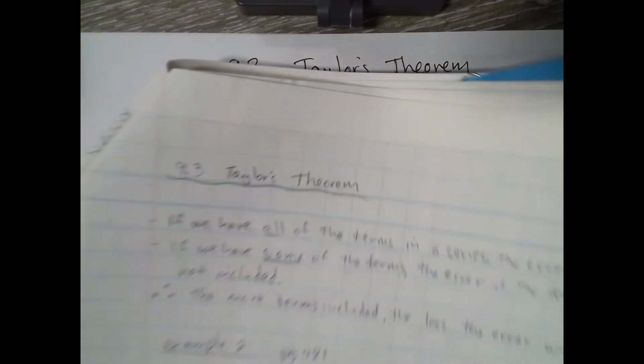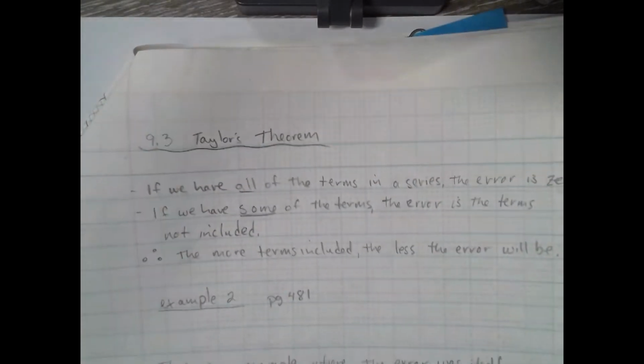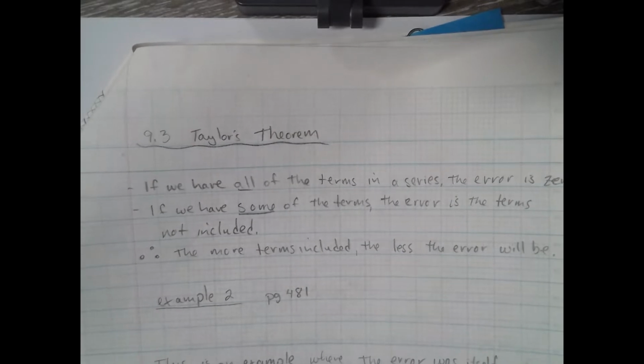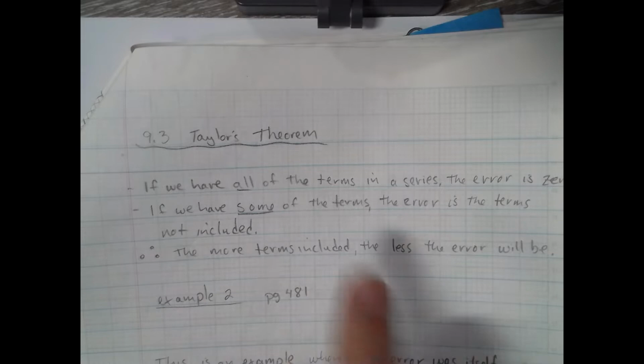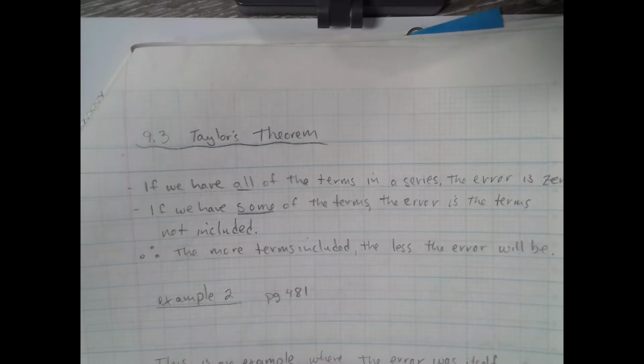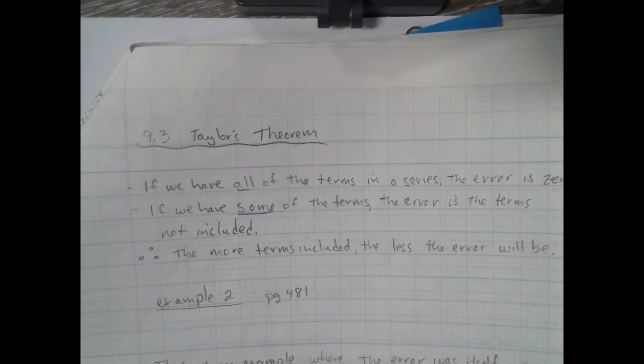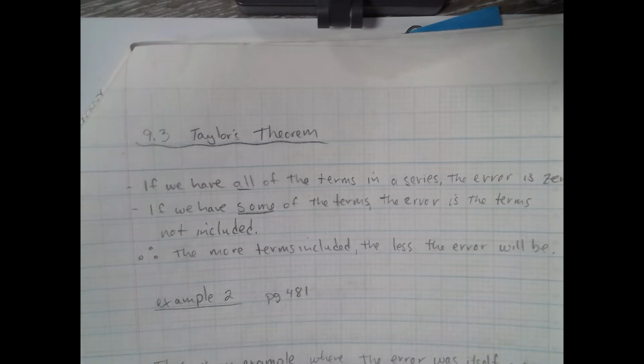Just out of the notes here, it says, if we have all of the terms in a series, the error is 0. So if it goes to infinity, we have every single one of them, there is no error. If we have some of the terms, the error is the stuff that we left out. The more terms, obviously, the less error will occur.